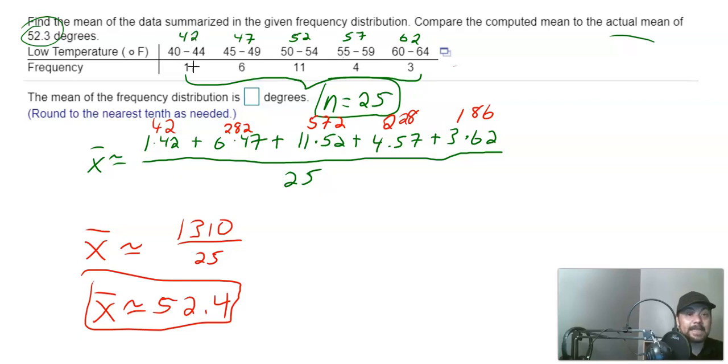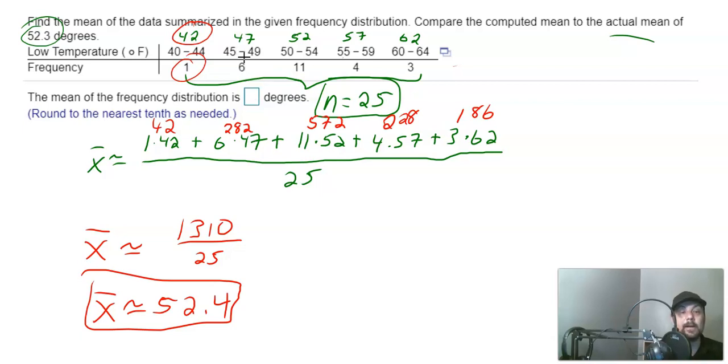And then the class width, remember, here is 5. So the next midpoint would be 5 up, which is 47, then 5 up again, which is 52. So it kind of cycles back between 2 and 7, 2 and 7. Those are the class midpoints. So I took each class midpoint times its frequency, and that's how I got this first line right here: 1 times 42 from the first class, 6 times 47 from the second class.